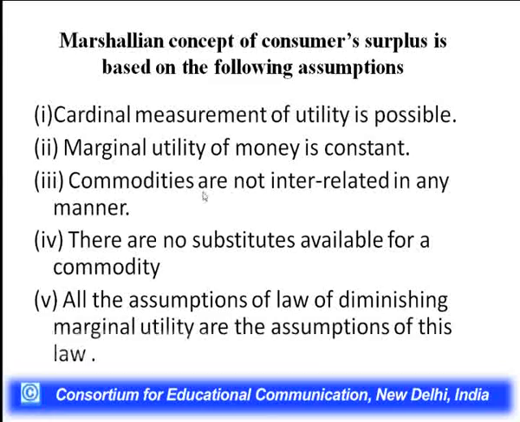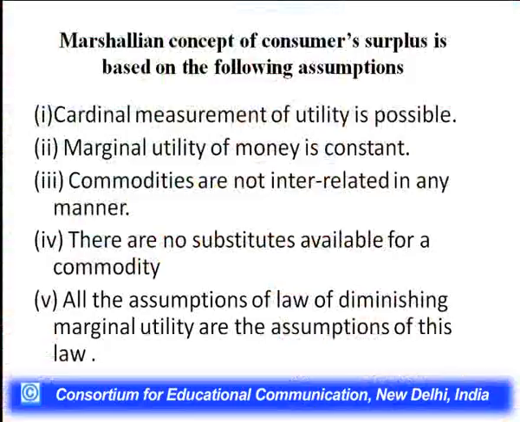Another assumption is that commodities are not interrelated in any manner. That means commodities are independent of each other, and the utility of a commodity depends only on that commodity. It does not depend upon any other commodity. There are no substitutes available for a commodity. It has been assumed that a commodity has no substitute. We want it and it cannot be substituted by any other commodity. So, that is also the assumption.